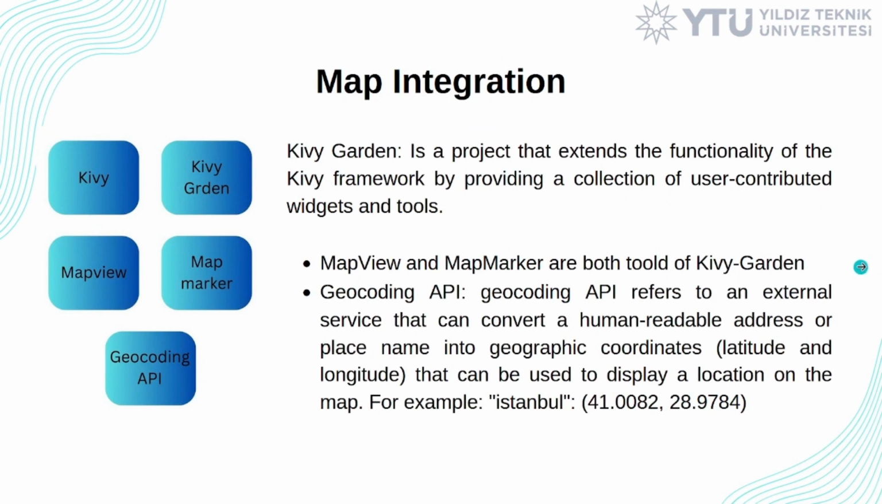For map integration, many tools are used. Kivy Garden is one of the main ones, which is a framework that will let the developer use map view and map marker, so the user can locate or mark a specific location or search a specific location on the application. Also, geocoding API is used, an external service that can convert a human readable address or a place into geographic coordinates. For example, you can see in this page Istanbul coordinates.